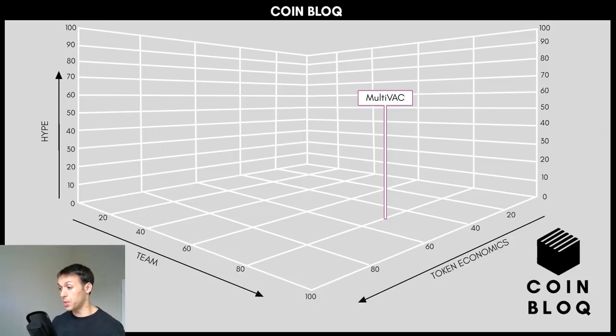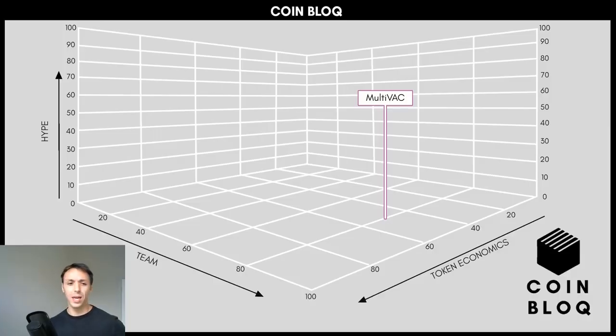MultiVAC's value proposition actually rests on the needs and requirements of the developer. You see, developers can decide how many nodes are required for each dApp. Developers can increase or decrease the amount of nodes each dApp runs. More nodes equals better security. Fewer nodes means faster throughput times.